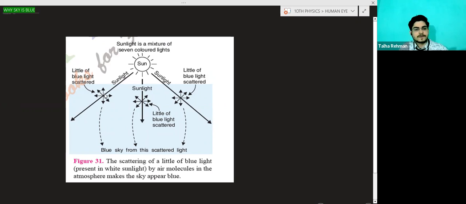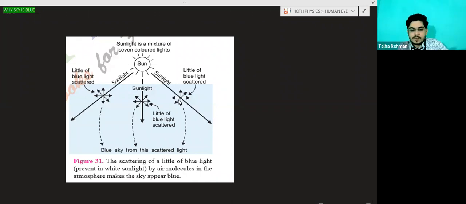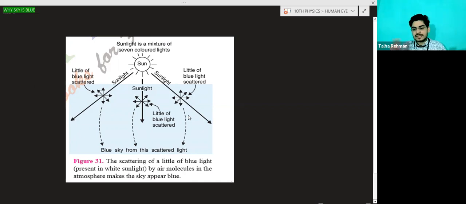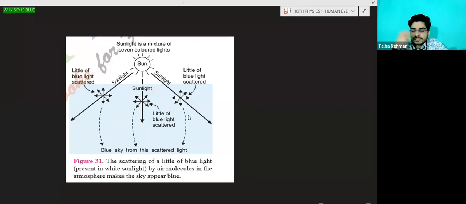Here are the particles in the atmosphere, and due to the particles, you can see a little of the blue light is scattered. Blue light is scattered here, here also, and here also. Why is the blue light scattering? Because the wavelength of the blue light is less as compared to the red light. Red light also is scattered. I'm not saying red light is not scattering at all, but as compared to the blue light, red light scattering is very, very less. So mostly the scattering of blue light takes place, and that is why the sky appears blue.